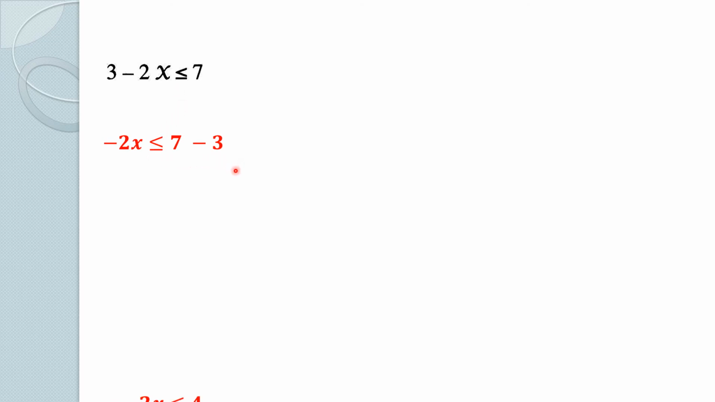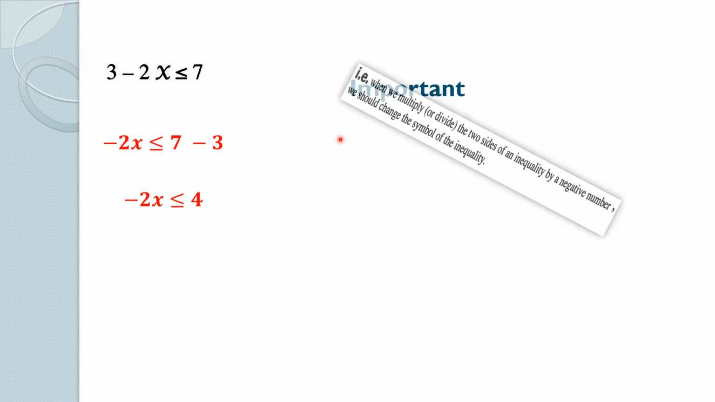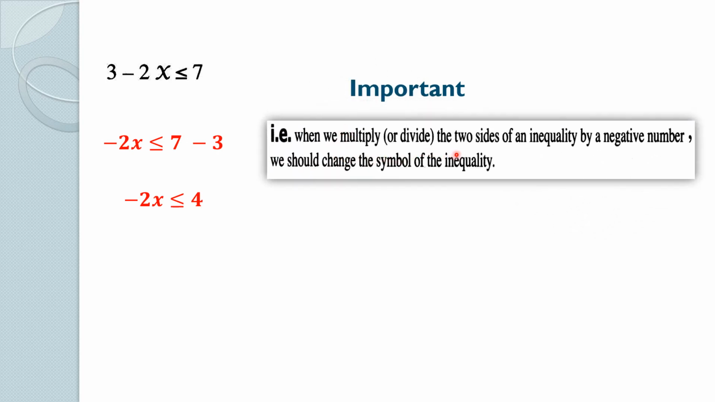7 minus 3, which means negative 2x less than or equal 4. To remove negative 2, divide both sides by negative 2. When we divide by a negative number, it is important: when we multiply or divide the two sides of an inequality by a negative number, we should change the symbol of the inequality. So we will change the symbol.